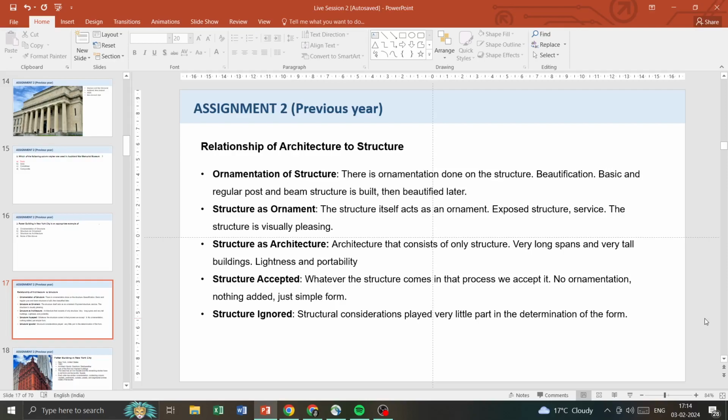Then structure accepted and structure ignored. These basically mean that you're designing something and then you do the structure of that design, and as the structure comes, you accept it. There is no ornamentation added, there is just simple form, simple design, and it has cohesion with the structure.